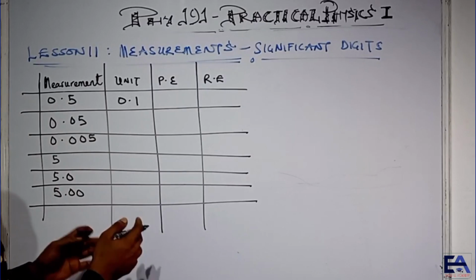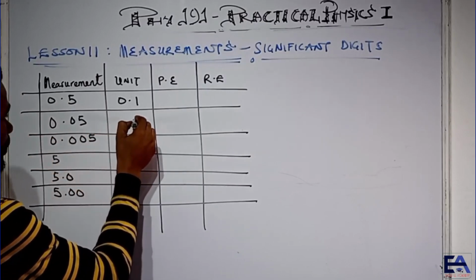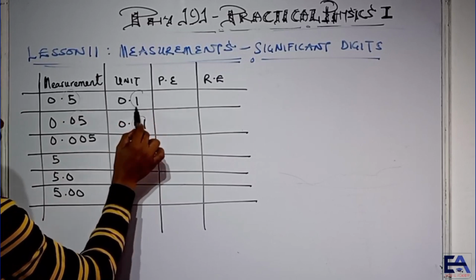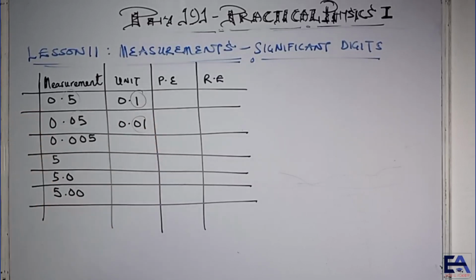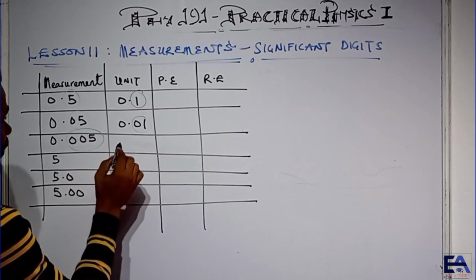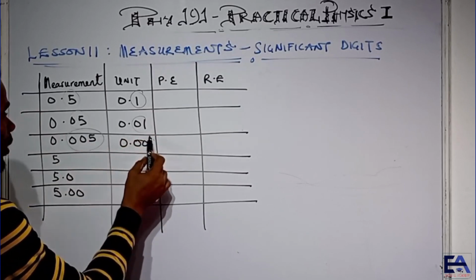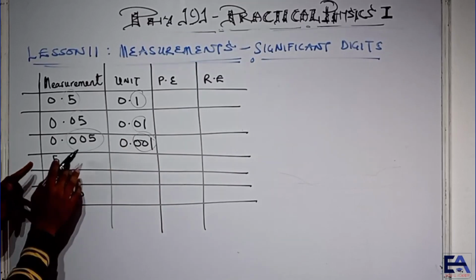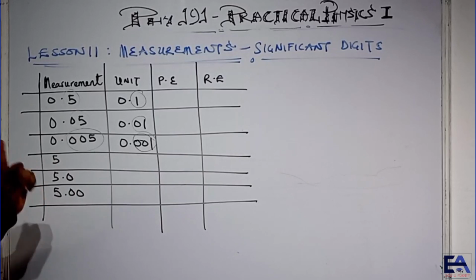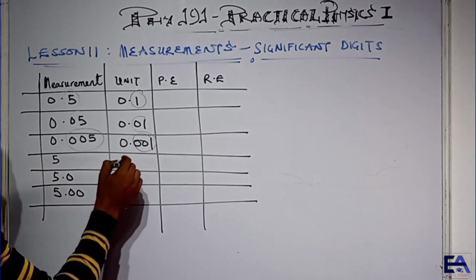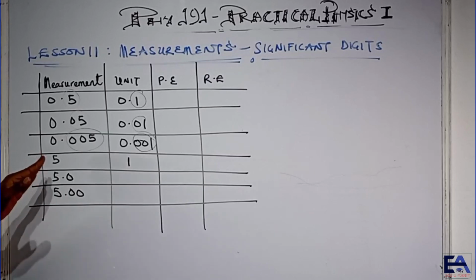Then if we have 0.05, the unit of measure will be 0.01. The unit of measure has the same number of decimal places as the measurement being represented. Here, since it has 3 decimal places, the unit of measure is 0.001. And here, since it does not have any decimal, it shows that it is a whole number, so the unit is 1. Do you understand it now?